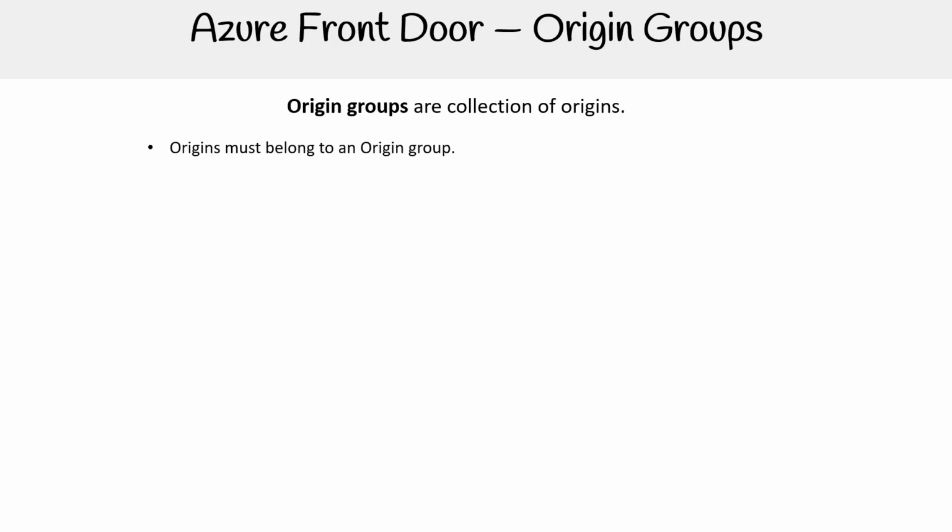So we just talked about origins for Azure Front Door. Let's talk about origin groups. Origin groups are a collection of origins, and an origin has to belong to an origin group. So you can't just create an origin and let it float around in Azure. It's always going to be assigned to one.